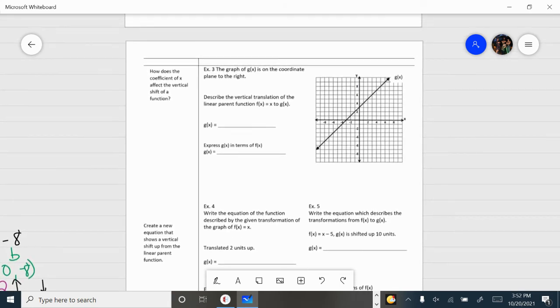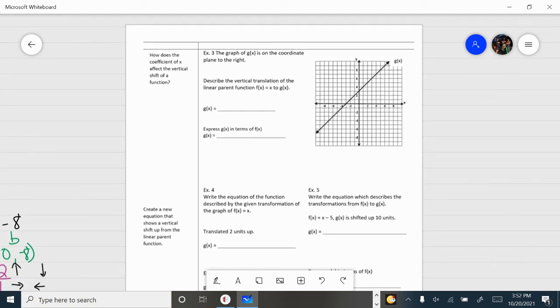So let's talk about example 3 here. Our third example, the graph of g of x is on the coordinate plane to the right. It's already labeled for us. Describe the vertical translation of the linear parent function f of x equals x to g of x. Let's go ahead and put our parent function on there and graph it. It would make it a lot easier to look at the change if we could see the parent function as well as the transformed function.